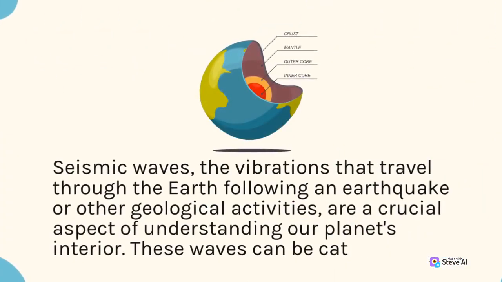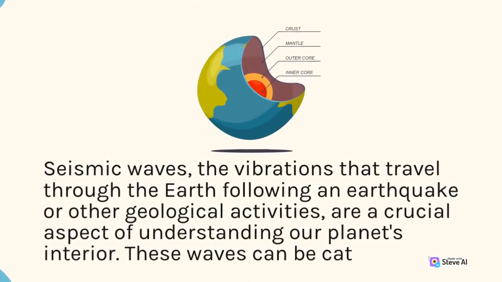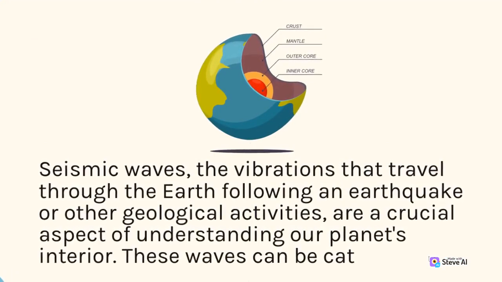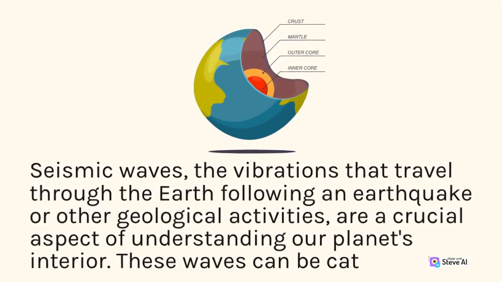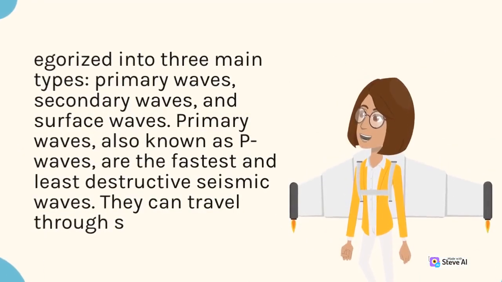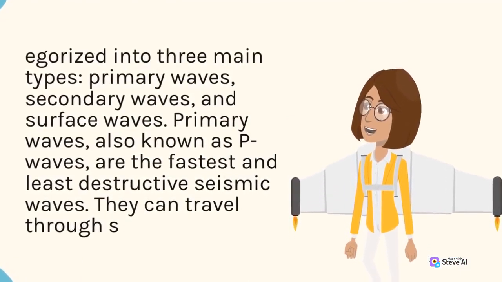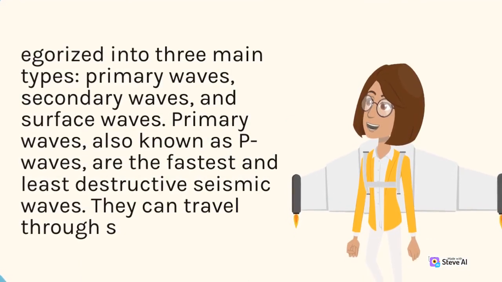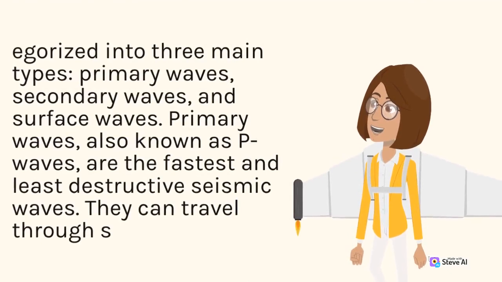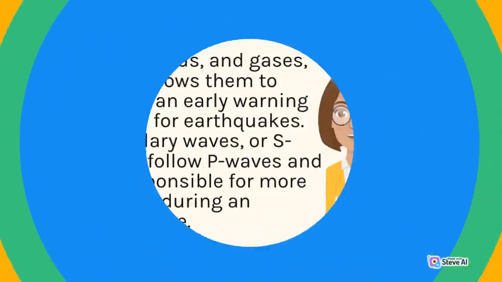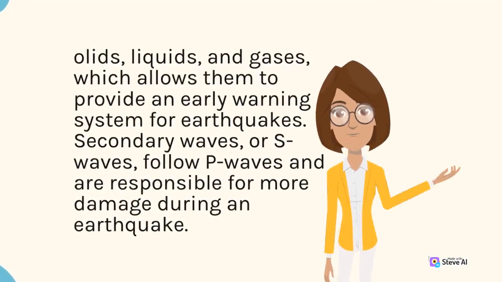Seismic waves, the vibrations that travel through the Earth following an earthquake or other geological activities, are a crucial aspect of understanding our planet's interior. These waves can be categorized into three main types: primary waves, secondary waves, and surface waves. Primary waves, also known as P waves, are the fastest and least destructive seismic waves. They can travel through solids, liquids, and gases, which allows them to provide an early warning system for earthquakes.